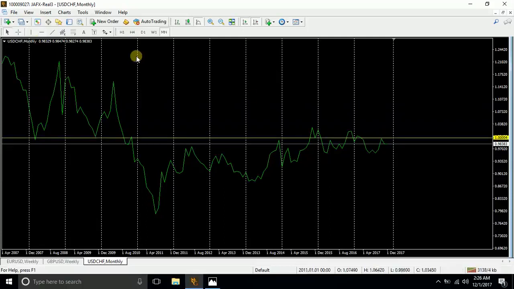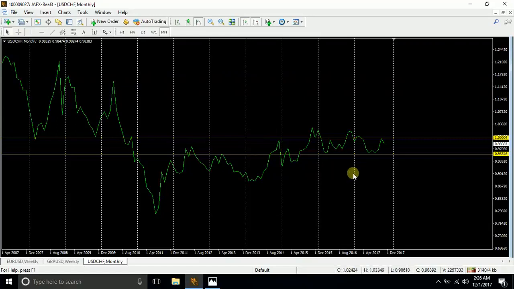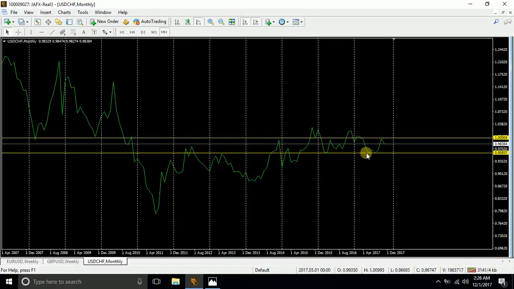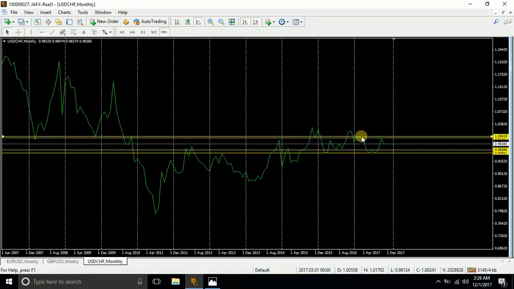Most recent 4 pivots. 1, 2, 3, 4, 5. We'll go ahead and do them right here since it's so close. Okay, now from here, let's zoom in.